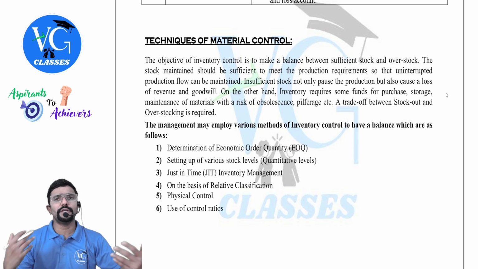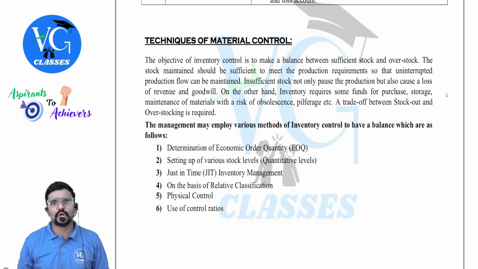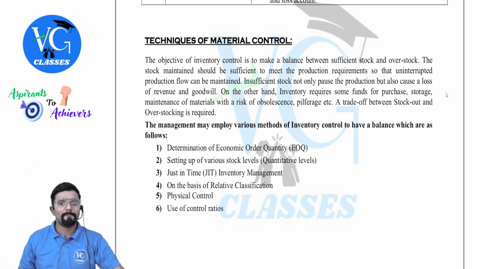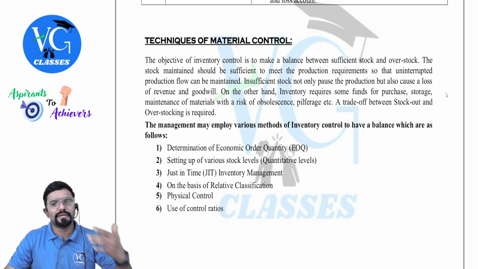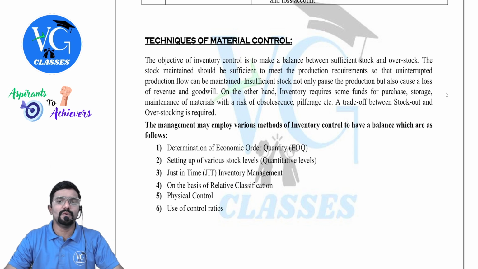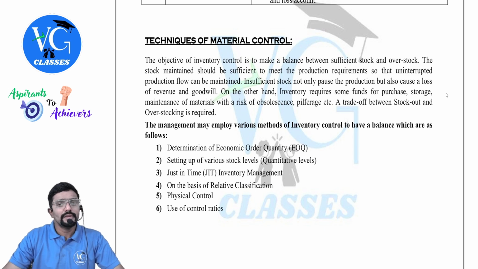We have various techniques to control the material cost, guys. Sir, what and all we can do in order to reduce or control my material cost? We will be seeing one by one. The objective of inventory control is to make a balance between sufficient stock and overstock. The stock maintained should be sufficient to meet the production requirement so that uninterrupted production flow can be maintained. That is, my production won't be stopped.